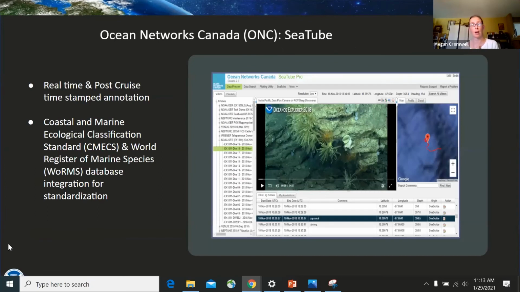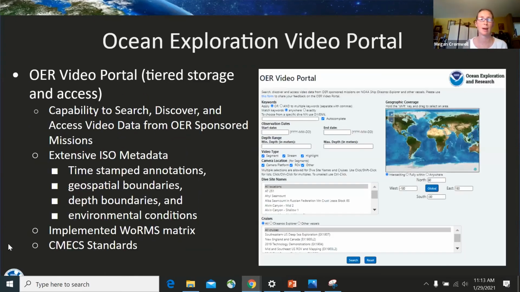So OER has teamed up with Ocean Networks Canada, and they have a thing called CTube. What this allows us to do is, as we telestream, which is live streaming the video so scientists on shore can participate, they can go in and make real-time annotations while the dive is occurring, or they can come back after the fact and do post-cruise annotations. We've adapted the CMEX standards and the World Register of Marine Species to try to help with standardization, and I'll explain why in just a minute. I'm trying to go a little quickly because I know we're running low on time.